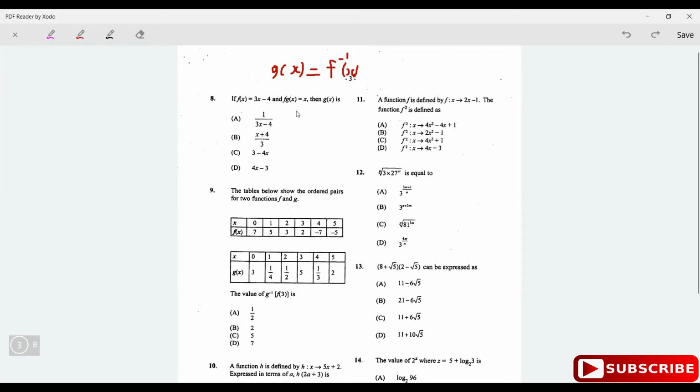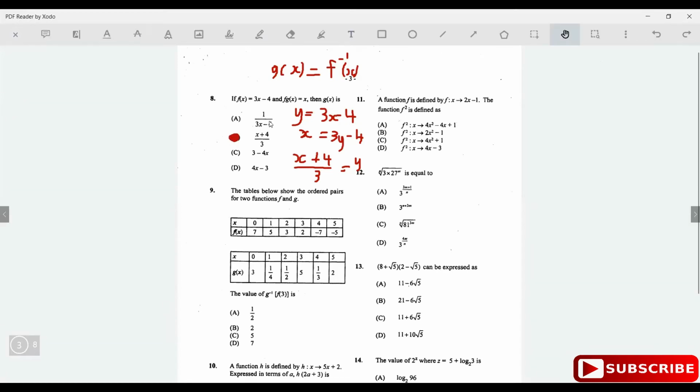To find f inverse, call f of x y, so y is equal to 3x minus 4. Then to find the inverse, the first thing we're told is to interchange x and y. And so x is equal to 3y minus 4. Then we make y the subject. To make y the subject from here, we add 4 to both sides, so we get x plus 4. And then we divide x plus 4 by 3, and that will give us y. Since that will give us y, x plus 4 over 3, that looks like option B.